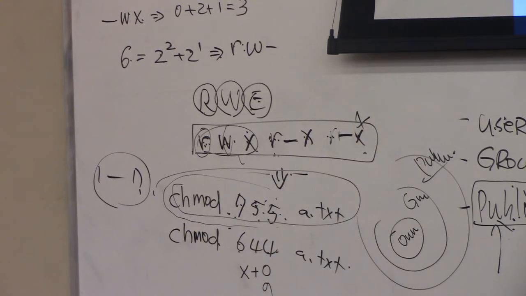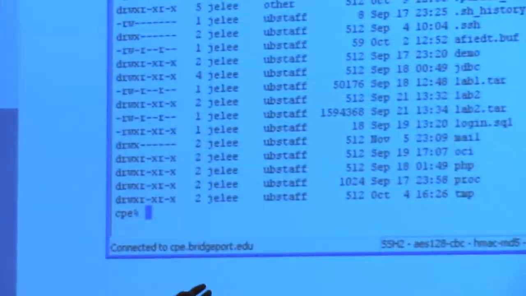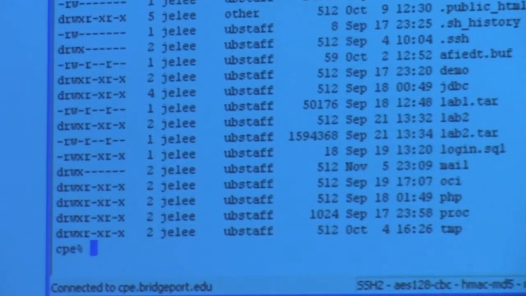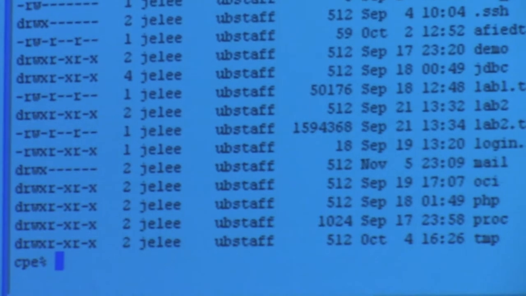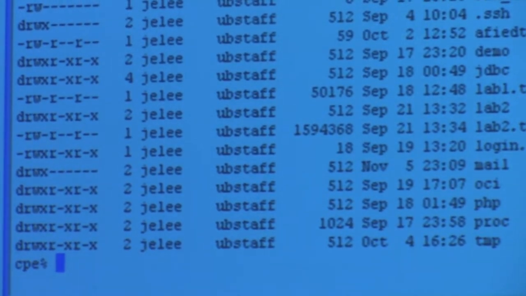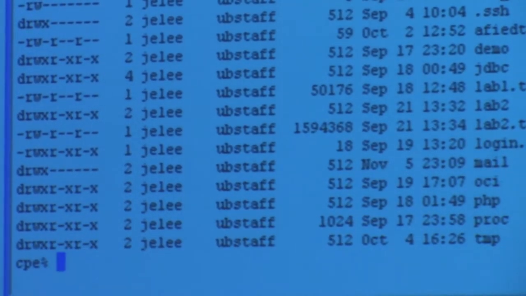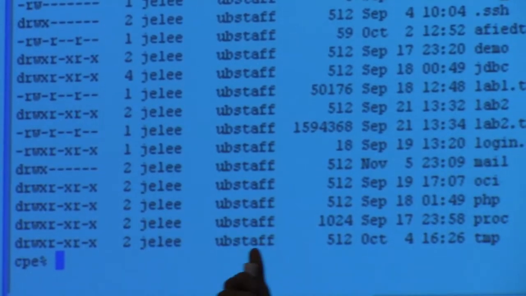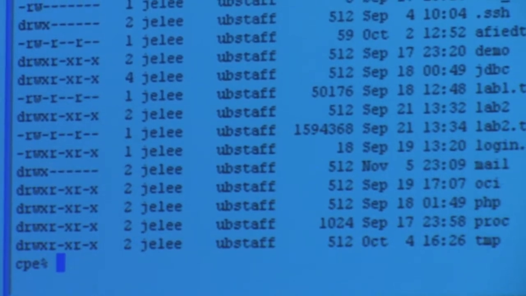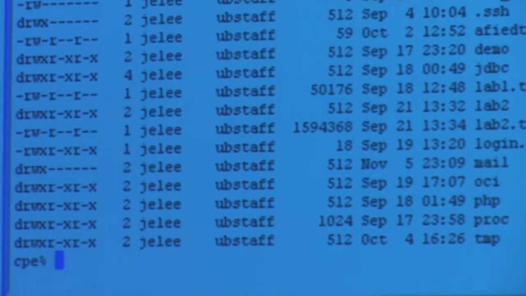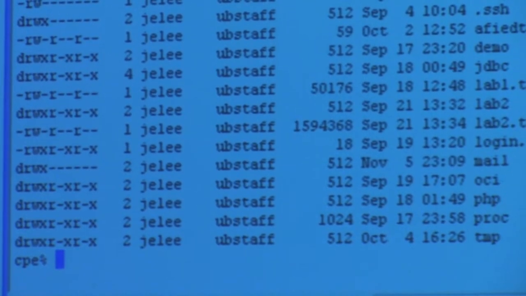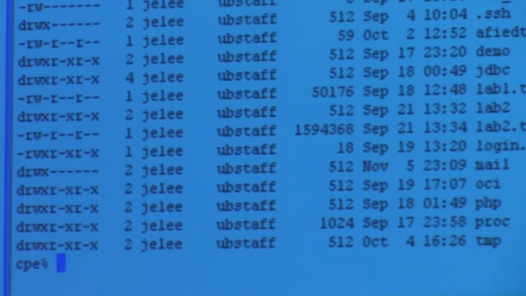Okay, then one more, D. If you see this one, here's a D. D indicates directory. Is it possible to execute a directory? No. What does the execution permission mean in a directory? One opinion is that you can execute the files under the directory. It's too strong, right? Too powerful. So there's no execution on the directory.